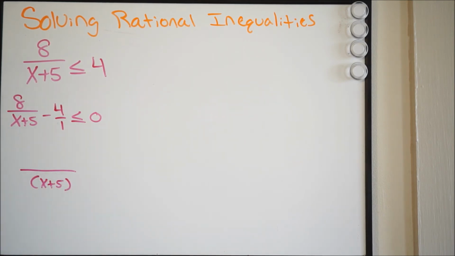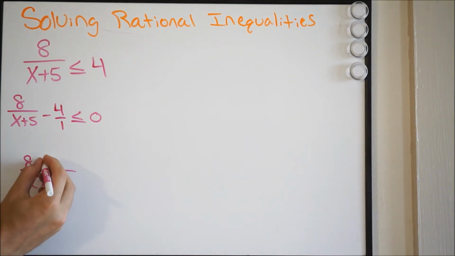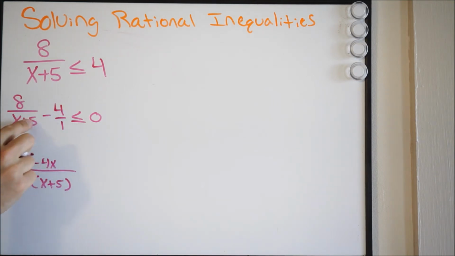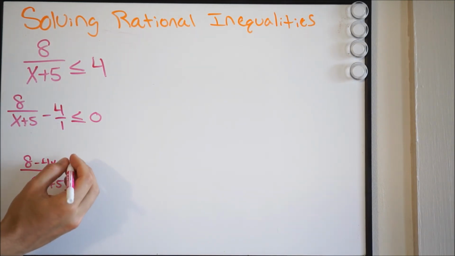Okay. Well, again, what did I multiply this by in order to get this common denominator? I multiplied by 1, right? So 1 times 8 is going to be 8. Okay. What did I multiply this denominator by in order to get this common denominator? Well, I multiplied by x plus 5. So I'm going to do -4 times x, which is -4x, and -4 times 5, right? Which is going to be -20.